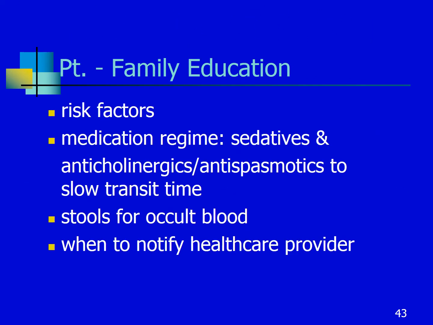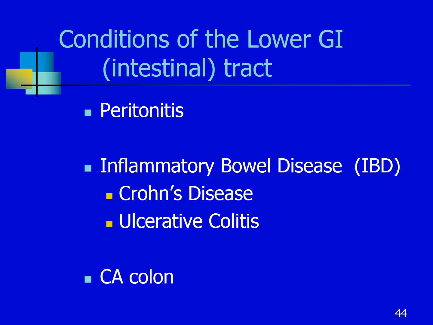All right, so we have to teach them. We have to teach them the risk factors. We have to teach them the medication regimen that they have to take: sedatives, anticholinergics, antispasmodics to slow down the transit time, stool for occult blood, and teach them when to notify the provider. Next slide. So conditions of the lower GI tract is what we're talking about now.